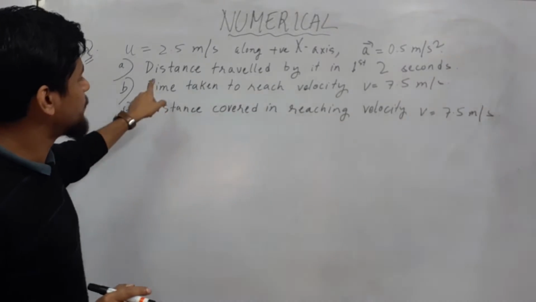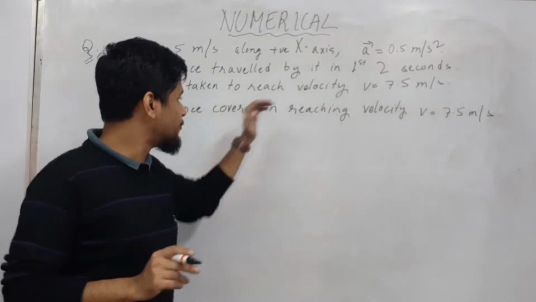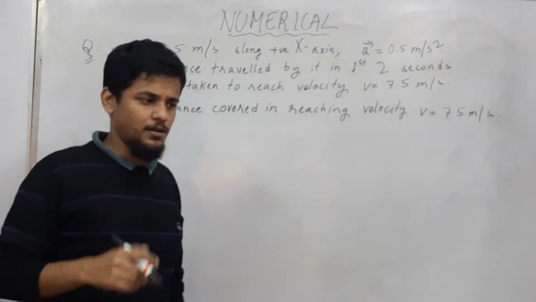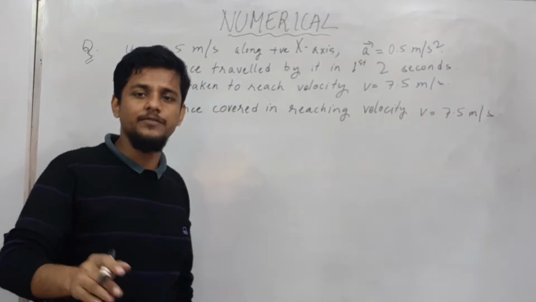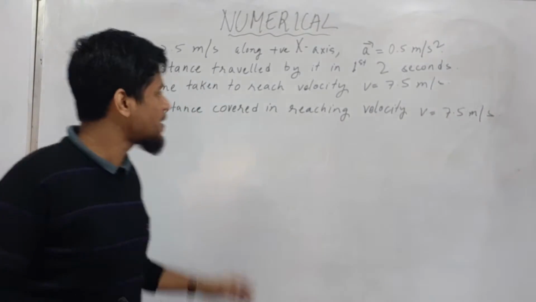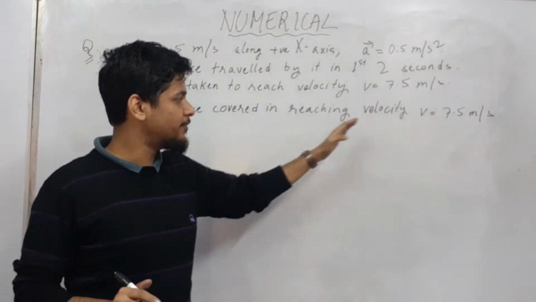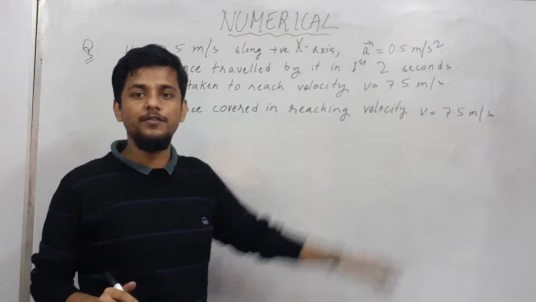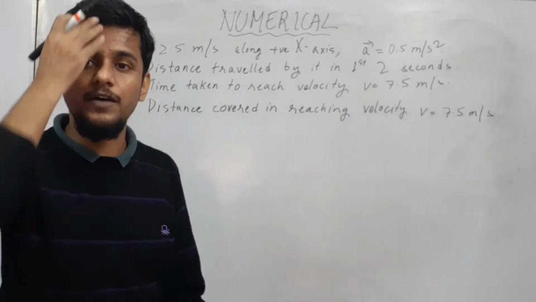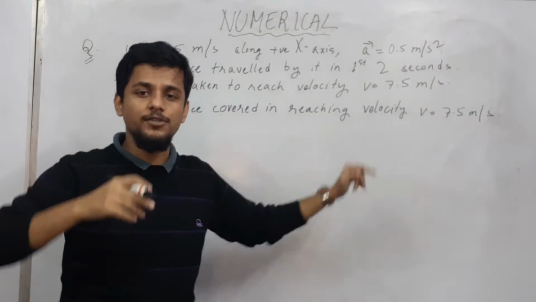Second problem is that we need to find out the time taken to reach the velocity. V is the velocity, final velocity will be 7.5 meter per second. And also we need to find out the distance covered by the particle in reaching that velocity, which is 7.5 meter per second. So we will try to find out the answers to this problem.